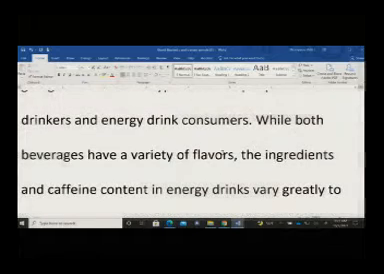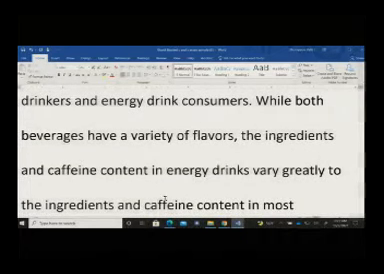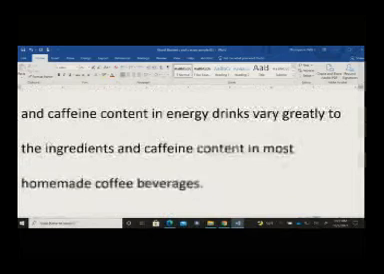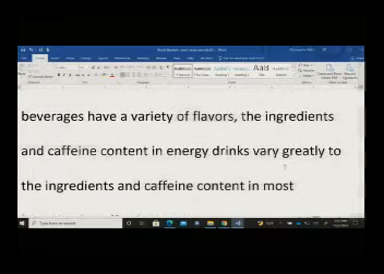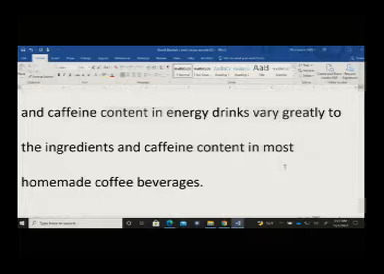While both beverages have a variety of flavors, there's the first criteria. So that's going to be a compare. The ingredients and caffeine content in energy drinks vary greatly to the ingredients and caffeine content in most homemade coffee beverages. So I now have my three criteria in a kind of convoluted, but it works thesis. We're going to look at flavors, caffeine content, and ingredients.